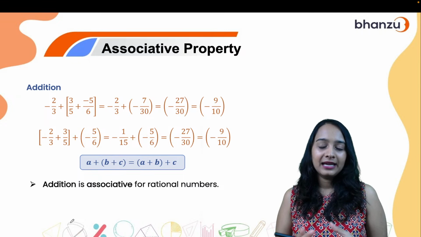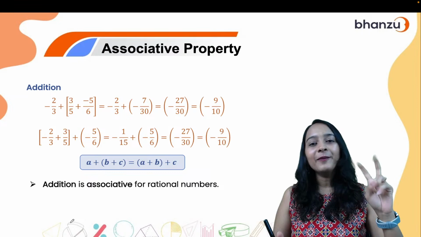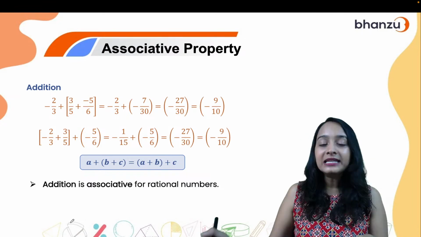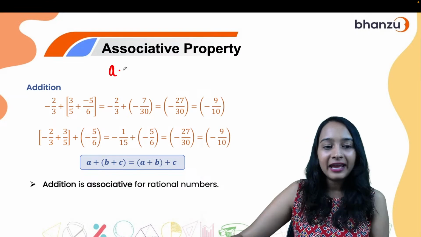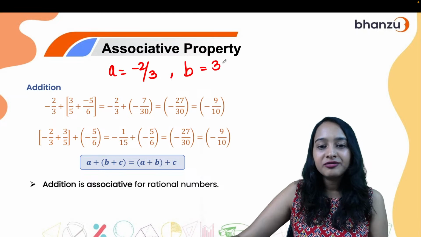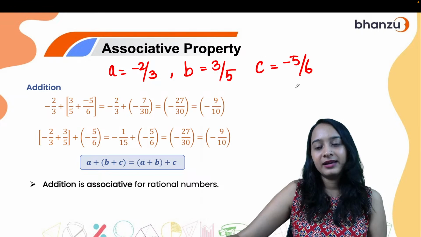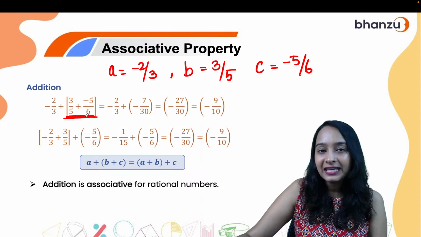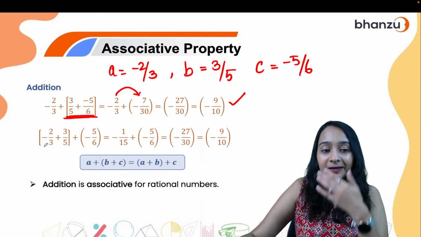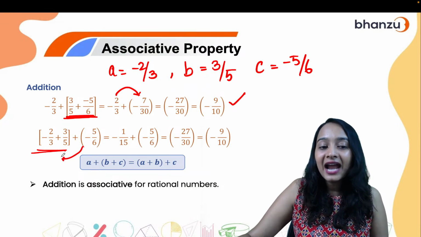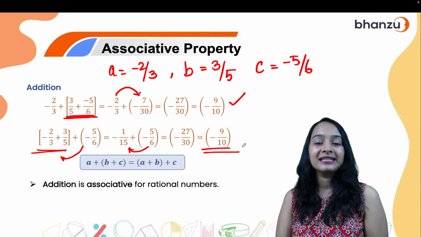I always say that associative property is like an extension to commutative. Commutative is where you only have two numbers, but in associative you can have more than two numbers. So I have taken my A to be minus 2 by 3, B to be 3 by 5, and C to be minus 5 by 6. What did I do? I first added my B and C, and then I added A to it. I got minus 9 by 10. I added my A and B first and then added my C to it. As you can see, I still got the answer as minus 9 by 10.